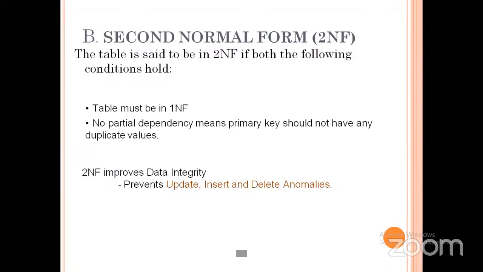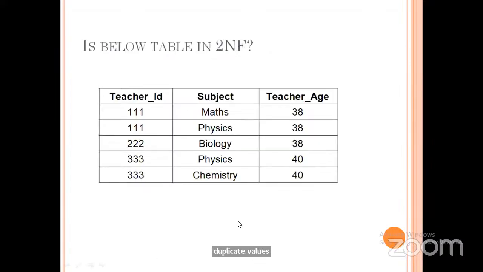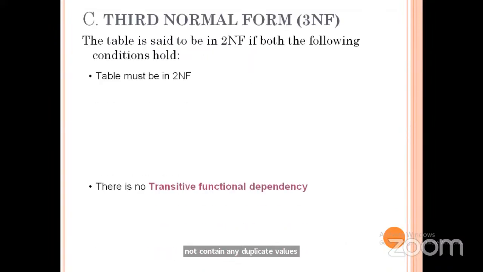No partial dependency means primary key should not have any duplicate values. Primary key will not have any duplicate values in this second normal form. Now, is this table 2NF? Is this table 2NF means the table should be 1NF and it should not have any partial dependencies. Means the primary key should be unique, have unique values. It should not contain any duplicate values. Next, third normal form.